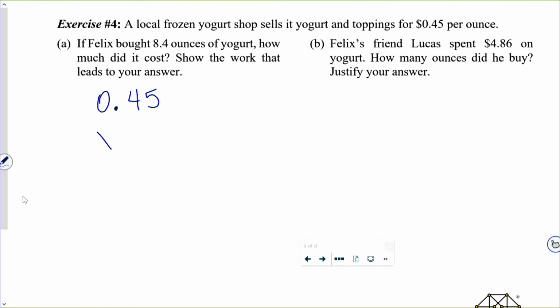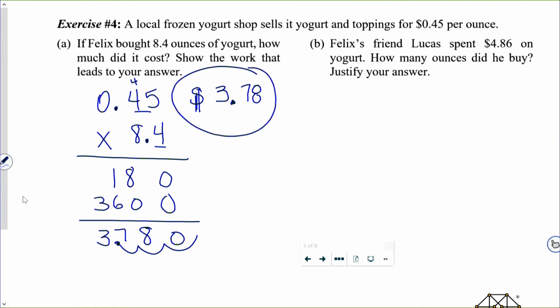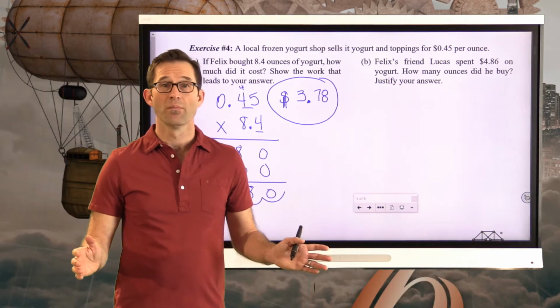0.45 times 8.4, right? So 4 times 5 is 20, carry the 2. 4 times 4 is 16, plus another 2, 18. 0, 8 times 5 is 40, carry the 4. 8 times 4 is 32, plus another 4 is 36. 0, 8, 7, 3, 7. I've got 3 decimal places, 1, 2, 3. And I can't make the dollar sign, but that's okay. Who needs to be able to make the dollar sign? So Felix spends $3.78. Simple enough.